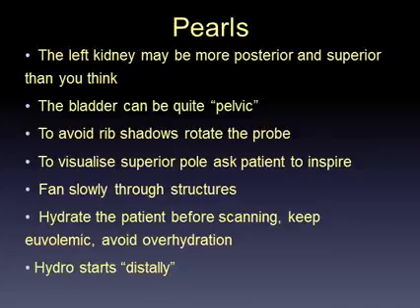Rib shadows are an annoying fact of life, but you can shoot through the ribs by angling the probe, by rotating the probe, to get a better look at the structures underneath. If you can't see the superior pole because of rib shadowing, you can get the patient to breathe in, and the kidney should move down with the diaphragm moving. As always, fan slowly through structures.